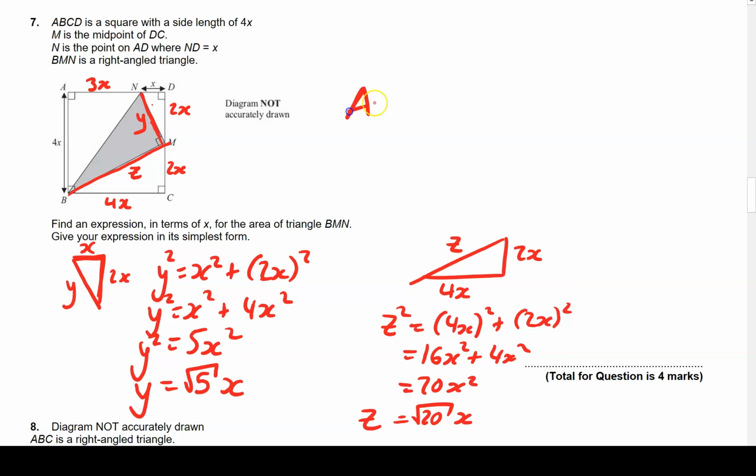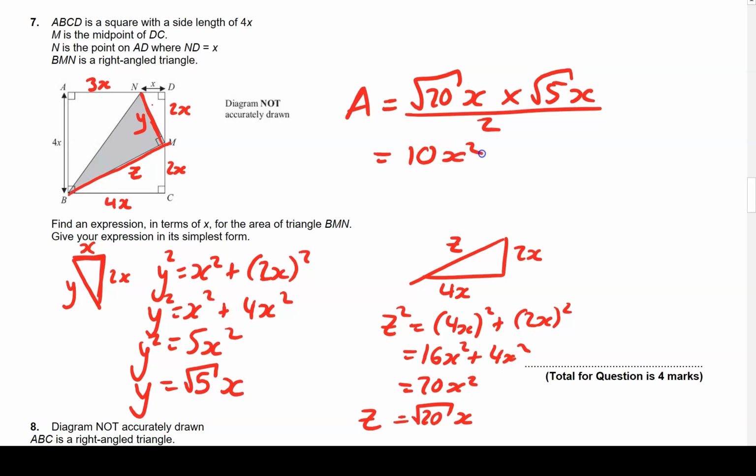So the area is base root 20x times height root 5x over 2. If you've got 2 square roots, you just times them together. So 20 times 5 is root 100, which is 10x squared over 2, so it is 5x squared.